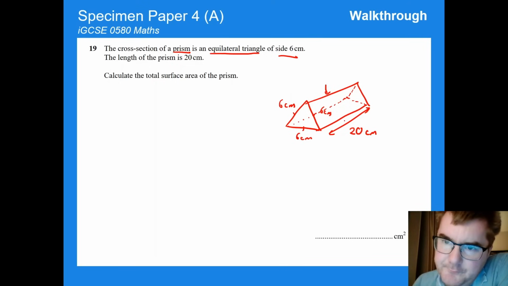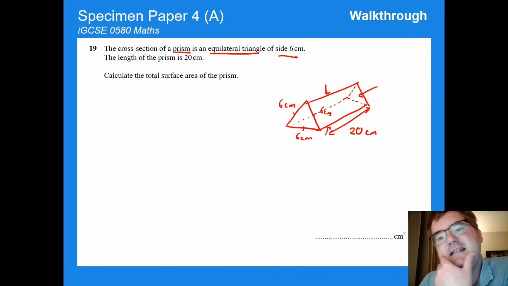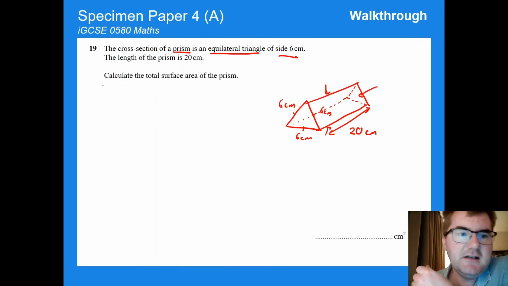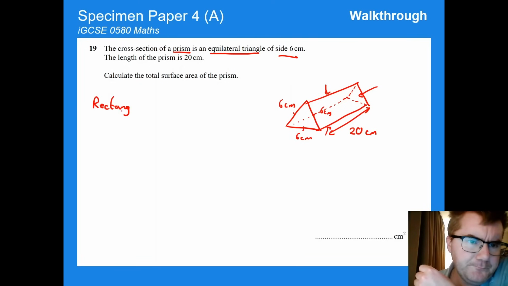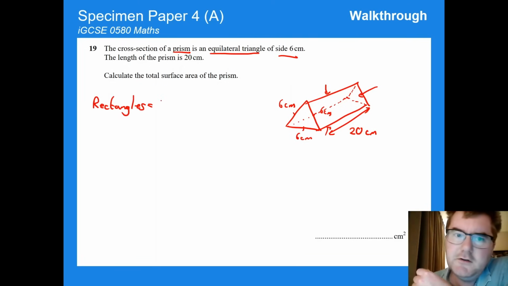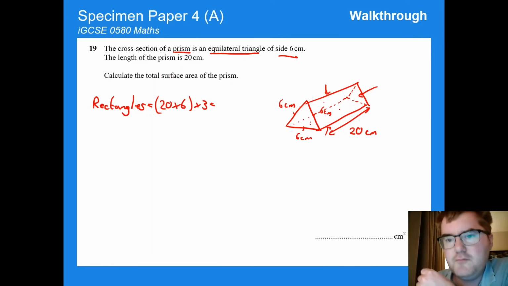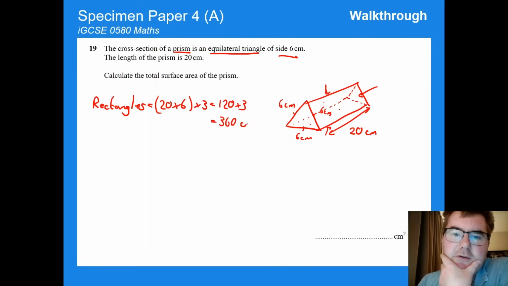So this one, and then the bottom. And they're all going to be the same. They're all going to be 20 times 6. So to work out the rectangles, I'm going to do 20 times 6, but I'm going to do that 3 times because there's 1, 2, 3. So that gives me 120 times 3, which is 360 square centimeters.